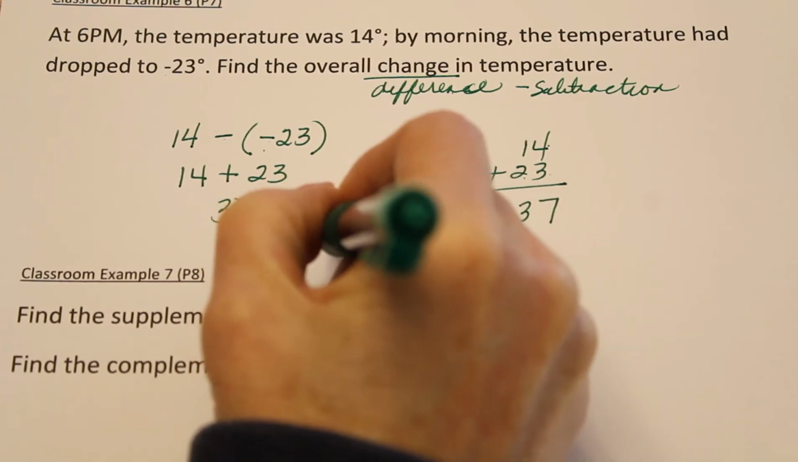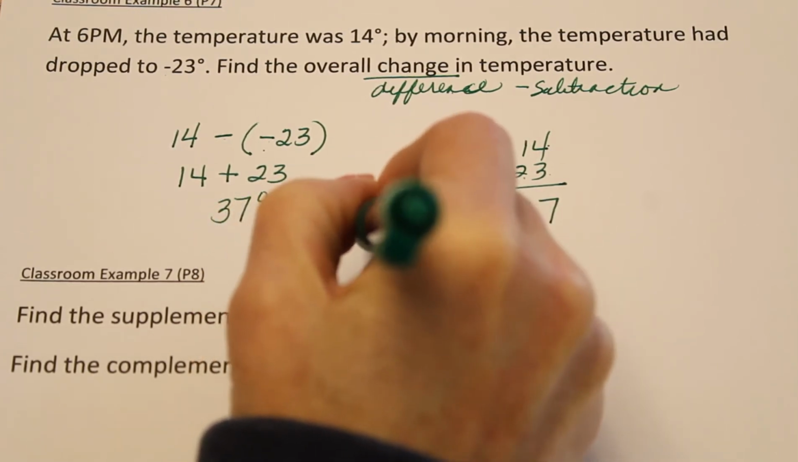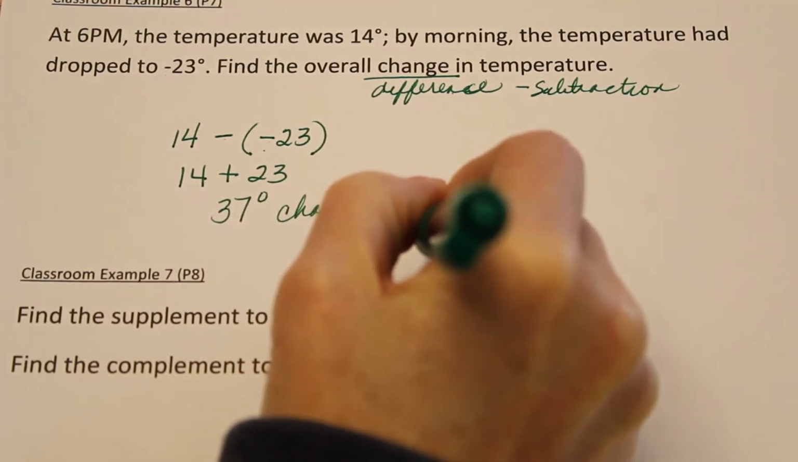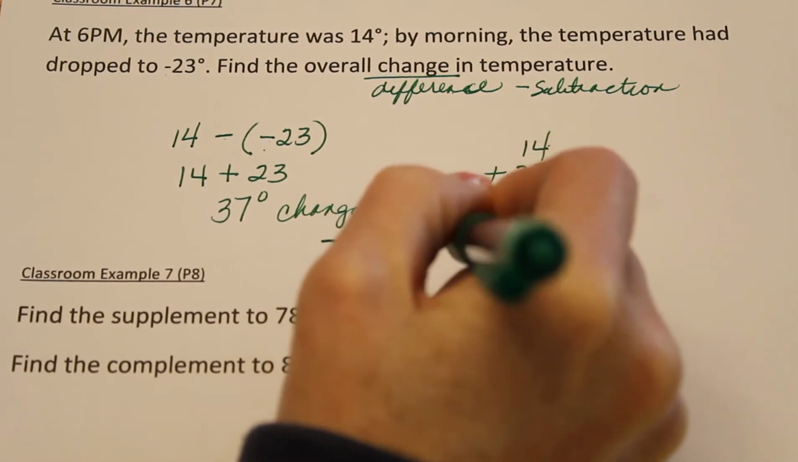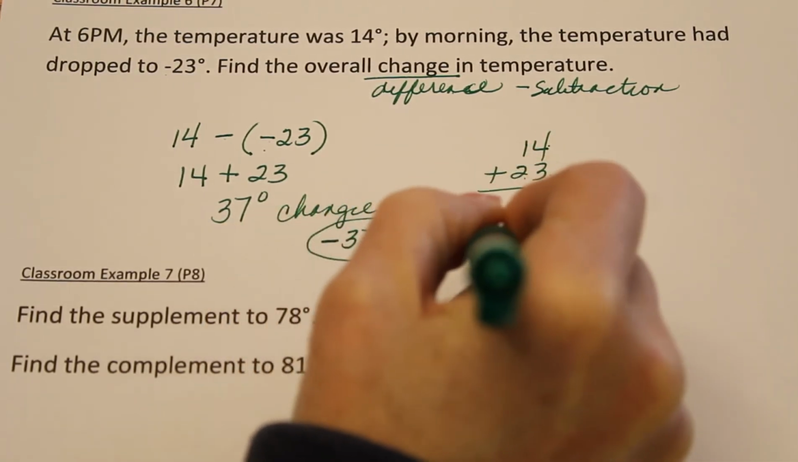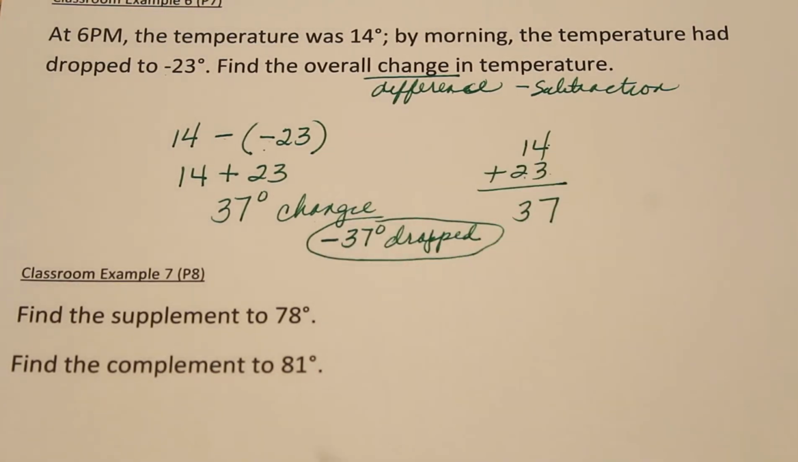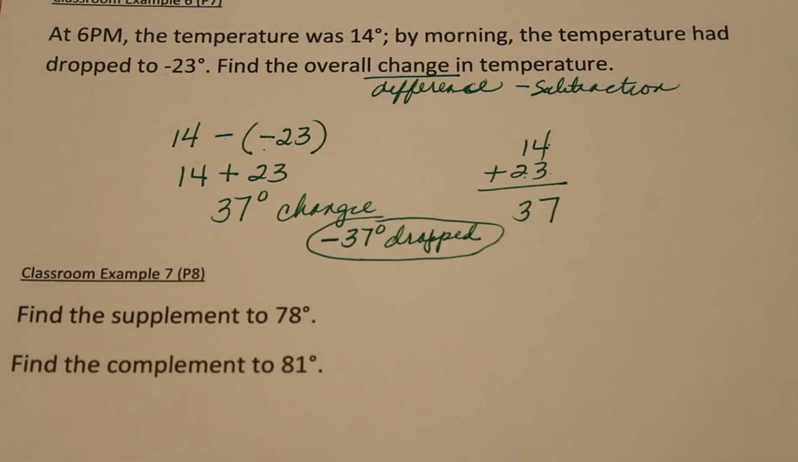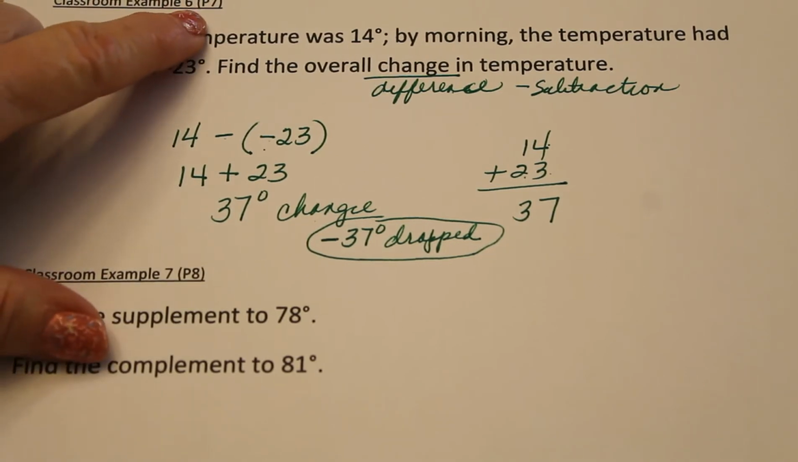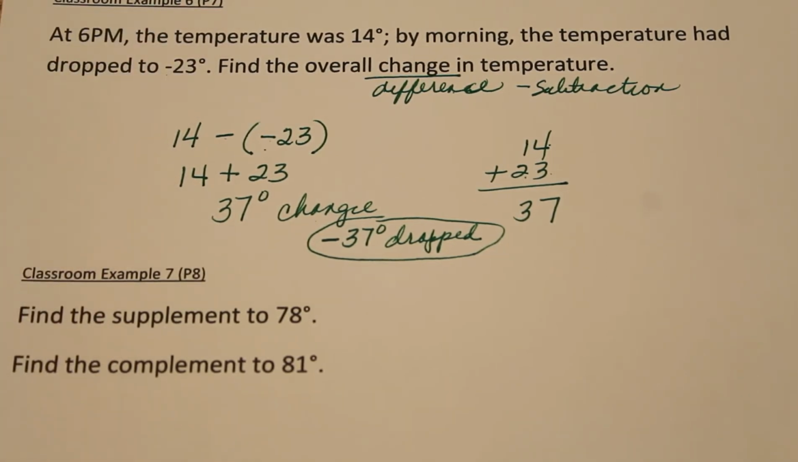So what we would say is it dropped 37 degrees or decreased. There are different ways to say it, but it's a 37-degree change, but it didn't increase by 37 degrees. It dropped 37 degrees. 37-degree decrease. All right, so now you're going to try practice 7 on your own.